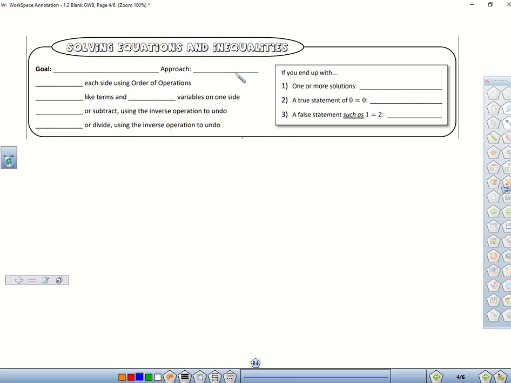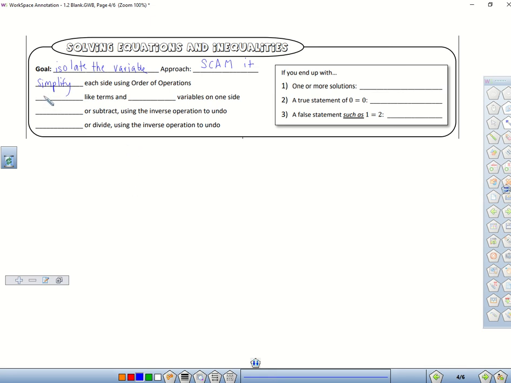Now here, we're just going to talk about solving equations and inequalities and what our goal is. So our goal is always to isolate the variable. And there's an approach, it's an acronym, it's called SCAMIT. So the acronym stands for simplifying each side using order of operations, which we talked about in the previous lesson.